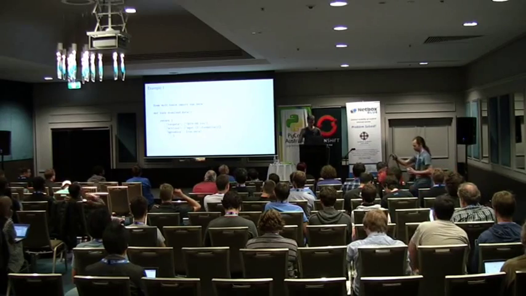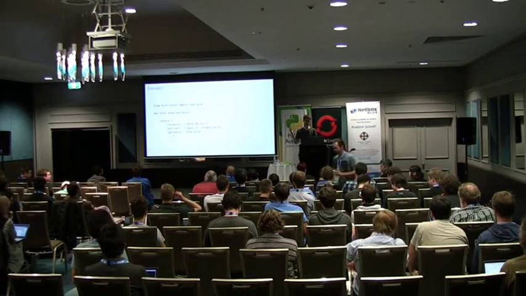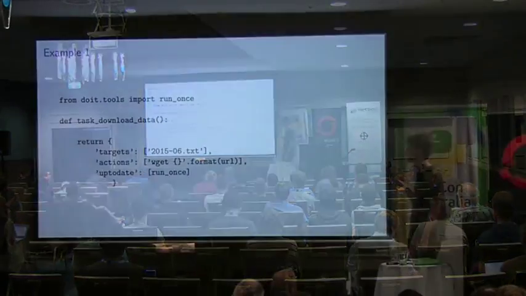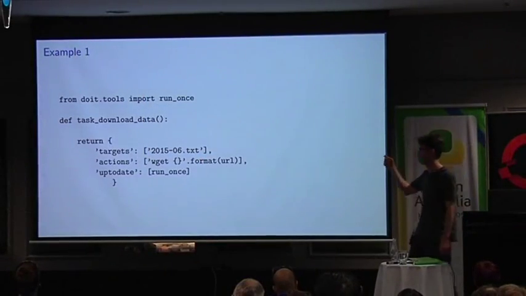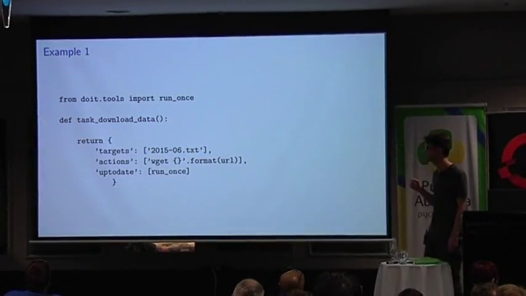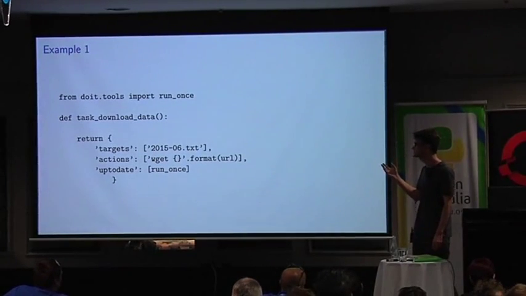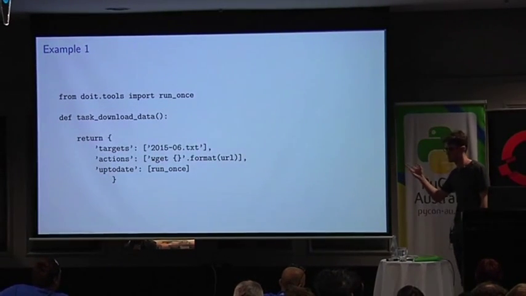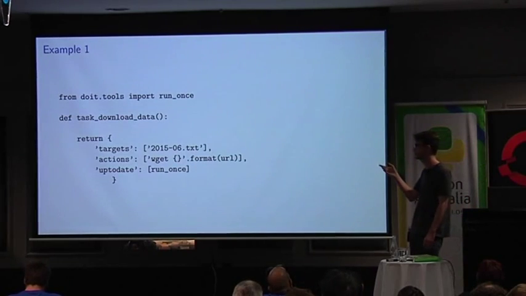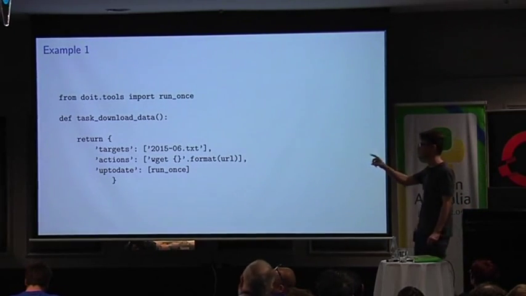So what I have here is a task. A task in Doit is just a unit of work that has some output in the form of targets, so that's the file we expect to come out. Some actions. In this case, it's just using wget to download the file from a web server. And I'll talk about up-to-date in just a little bit more.